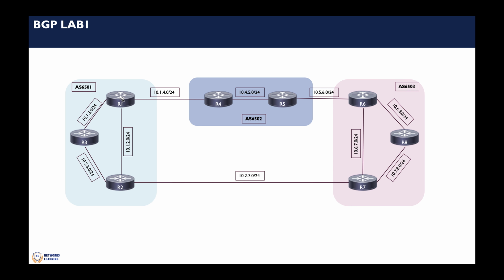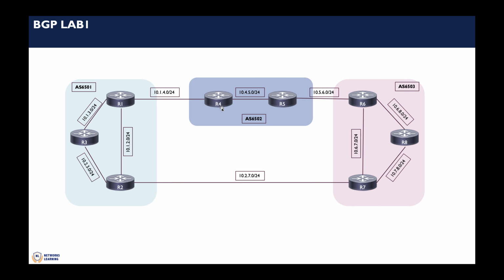There's also a convention for loopbacks. Each of these routers has a loopback. R1, for example, is 1.1.1.1, which is just the router number times four. It makes things a little bit easier to remember. So R3 would be 3.3.3.3, R2 would be 2.2.2.2, and so forth.